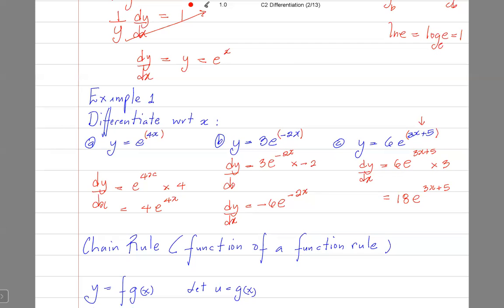Did you get those, guys? Yes, sir. Very good. All right, chain rule.